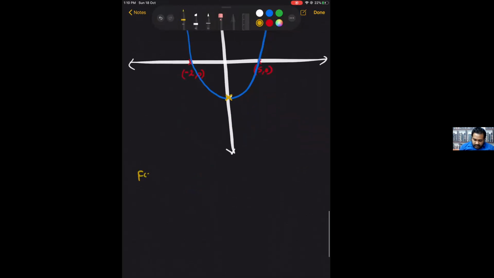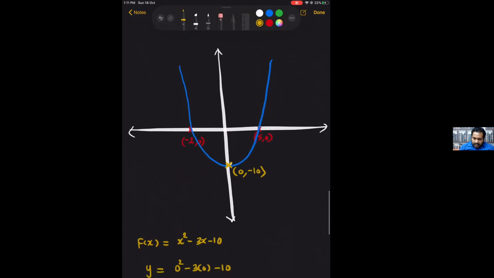So what is our f of x? x square minus 3x minus 10. So you substitute 0 instead of x, because on the y-axis the x coordinate is 0, right? So 0 square minus 3 into 0 minus 10. So that means the y coordinate is equal to minus 10. So when x is equal to 0, the corresponding y coordinate is minus 10. So now we got what we need to draw the graph for f of x. So this is the answer for part A.